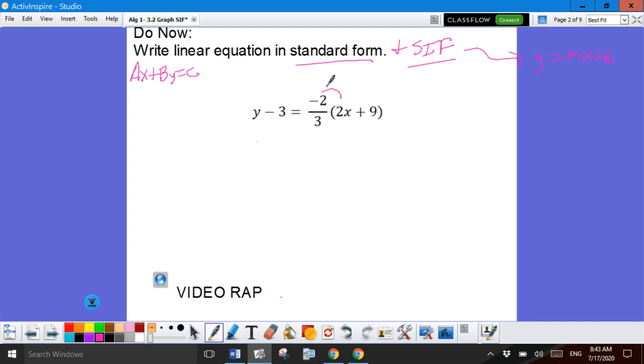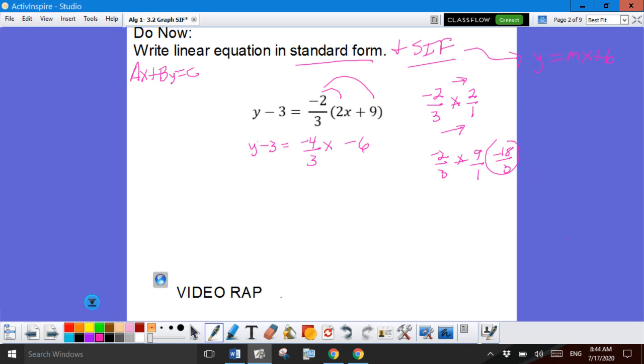Okay, so if I start by distributing, the first thing I need to realize is that is actually negative 2/3 times 2 over 1. So I'm actually multiplying fractions. And when we multiply fractions, we go across the top, across the bottom, and then simplify. So I have y minus 3 is equal to a negative 4/3 x, so negative 2 times 2, 3 times 1, x. And then let's do it again. Negative 2/3 times 9 over 1. Well, negative 2 times 9, that's negative 18 divided by 3. That simplifies to a minus 6.